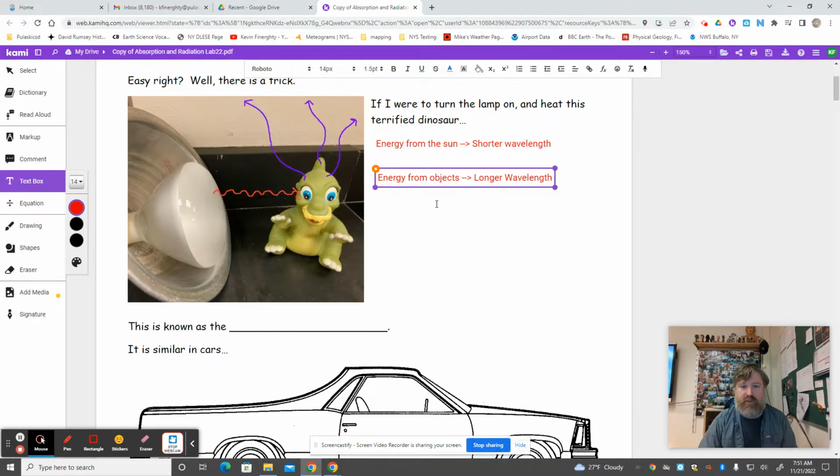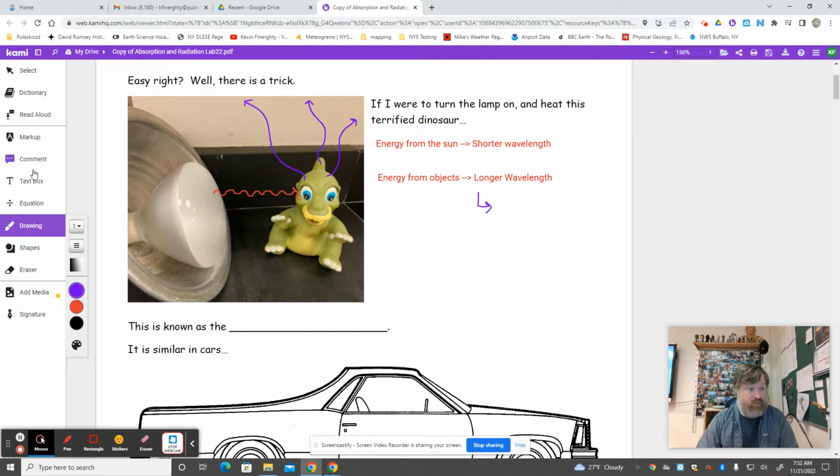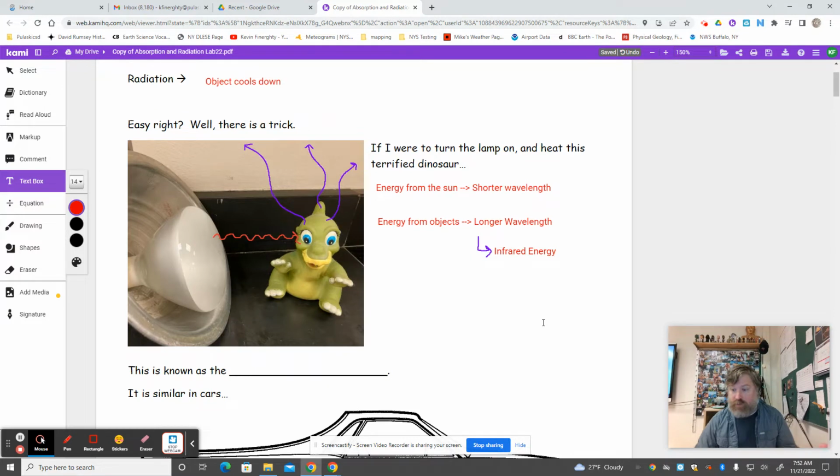And again, if there's more of that going on, the net result will be that this thing is cooling. This longer wavelength energy we're going to need to know is called infrared. Infrared. Everything that's warm gives off infrared energy. The warmer it is, the more of it it's going to give off.